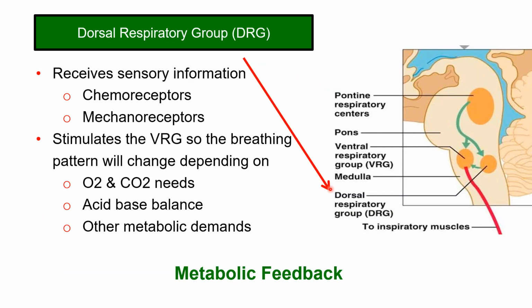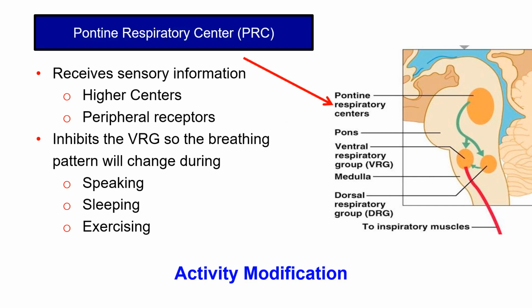The DRG, which is this one, receives sensory information from the chemoreceptors and mechanoreceptors. It stimulates the VRG so that the breathing pattern will change depending on the O2 and CO2 needs of the individual, acid-base balance, and other metabolic demands. So, it is a metabolic feedback for the VRG.